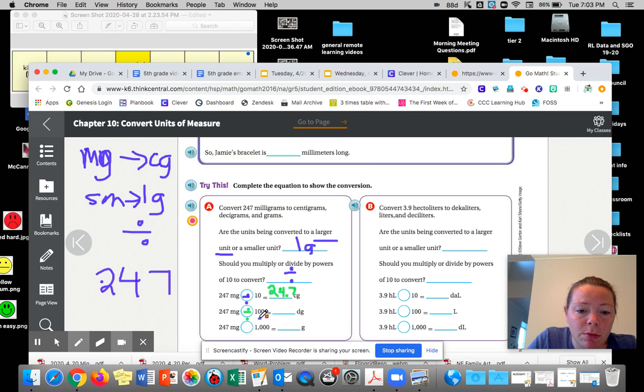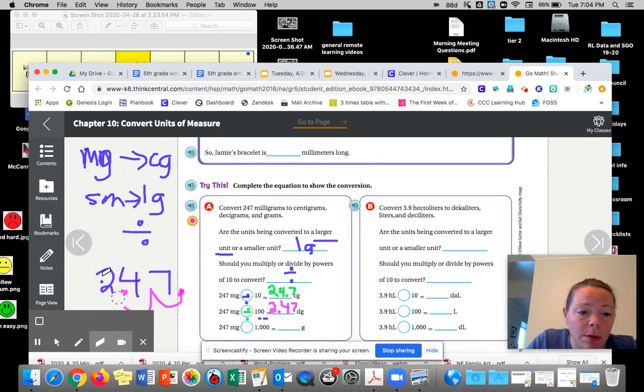But now I'm going to move it by 2 places, right? Moving that imaginary decimal point 2 places, 1, 2. So 247 milligrams is equal to 2 and 47/100 decigrams.